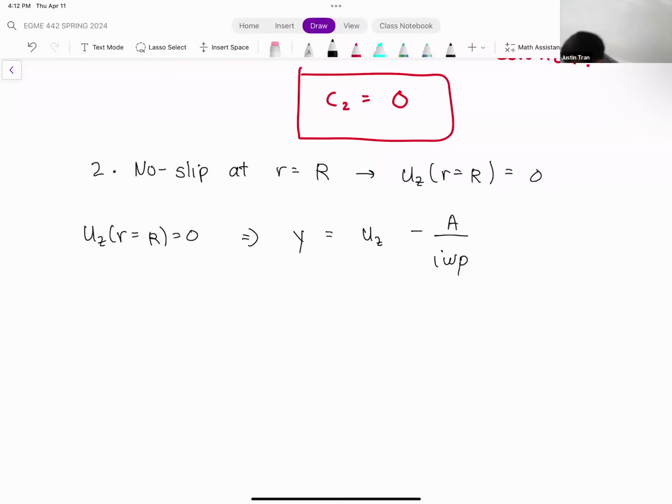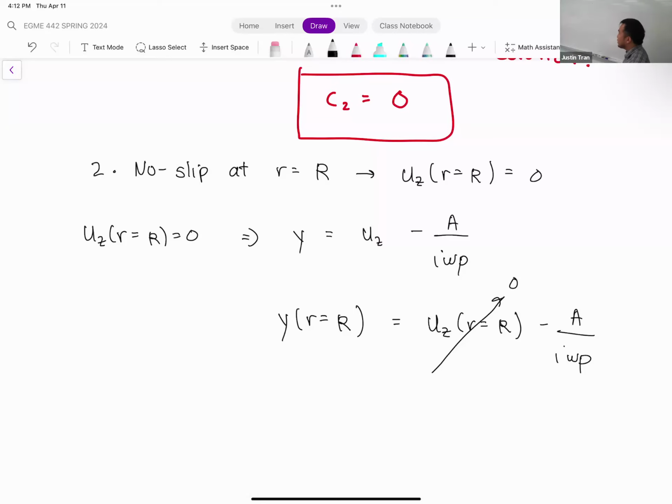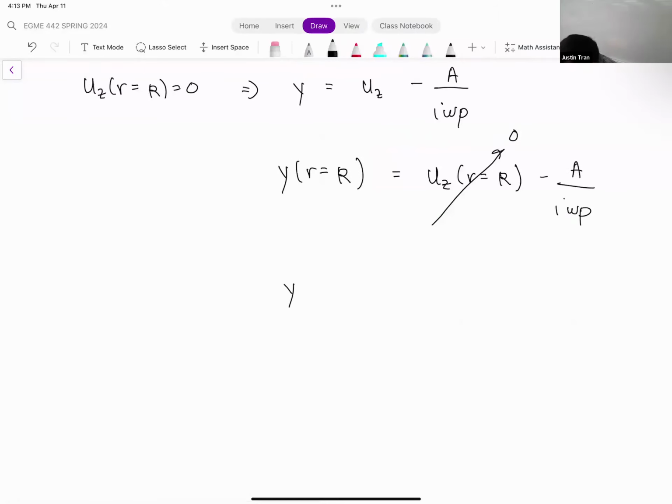Okay. And so when we apply r equal to big R, this means we have uz at r equal to big R. Meanwhile, that second term, minus a over I rho omega, is just a constant, so that doesn't change. If we apply our boundary conditions, the axial velocity at the wall is equal to zero. That means the boundary condition that we apply on y is that y at little r equal to big R is equal to minus a over I omega rho.